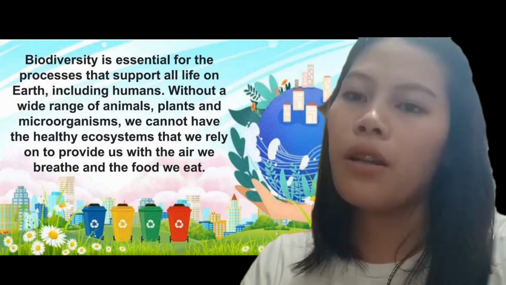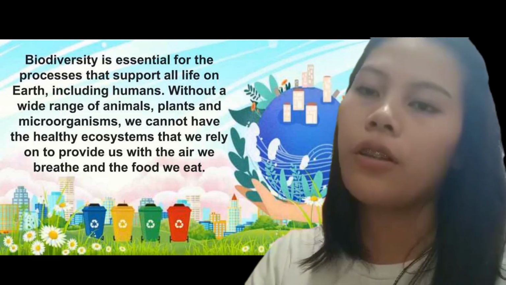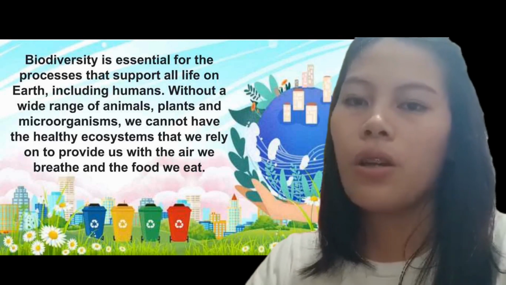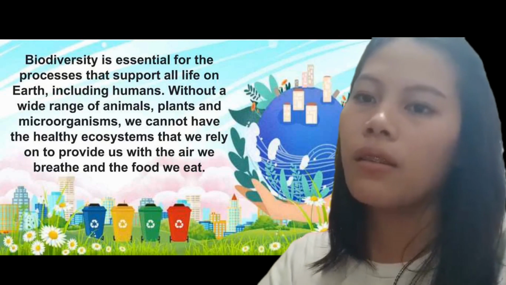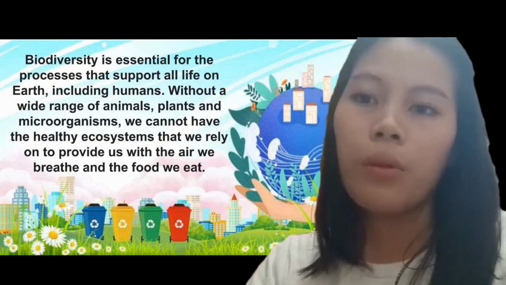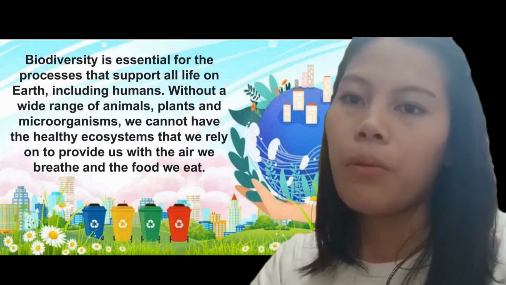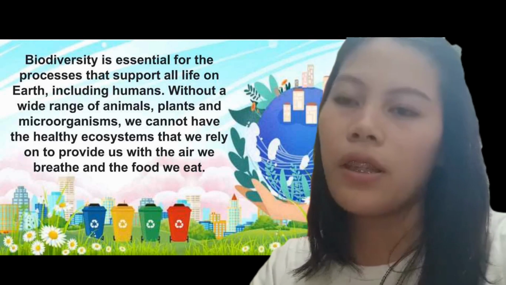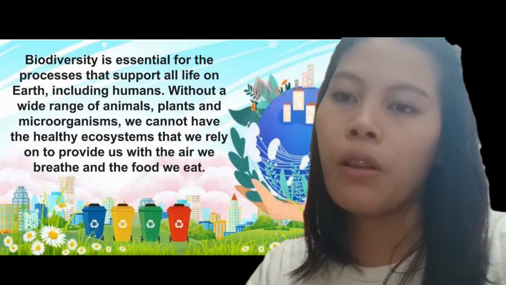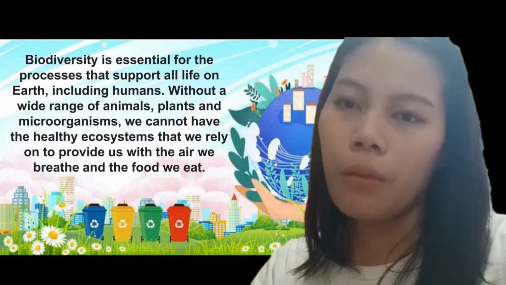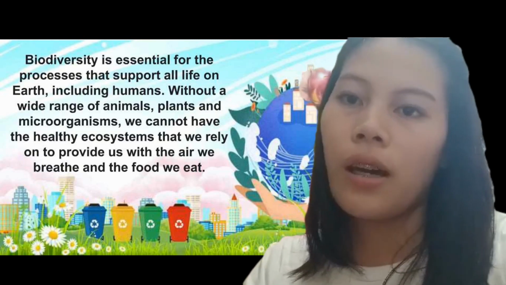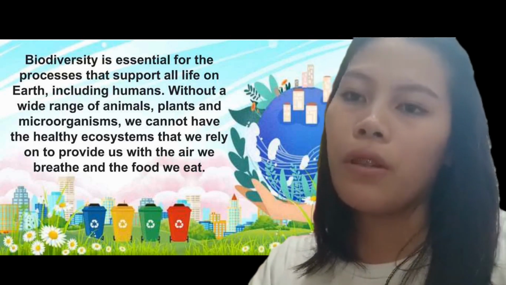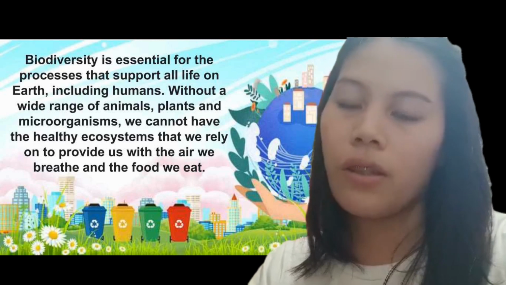Biodiversity is essential for the processes that support all life on Earth, including humans. Without a wide range of animals, plants, and microorganisms, we cannot have the healthy ecosystems that we rely on to provide us with the air we breathe and the food we eat. And people also value nature for itself. Some aspects of biodiversity are instinctively widely valued by people, but the more we study biodiversity, the more we see the importance of it. There are lots of ways that humans depend upon biodiversity, and it's vital for us to conserve it.